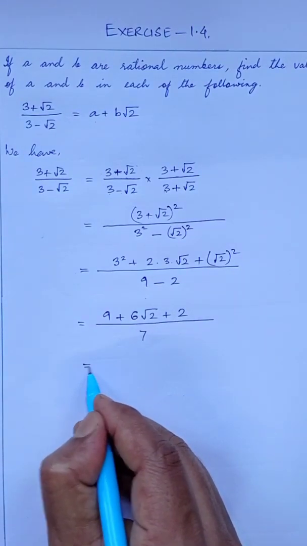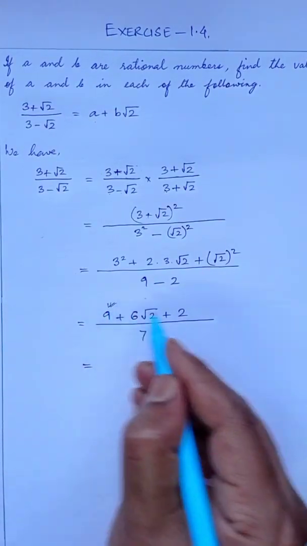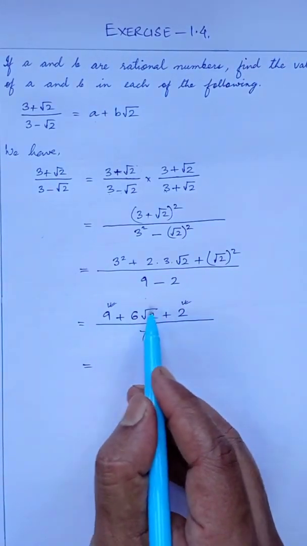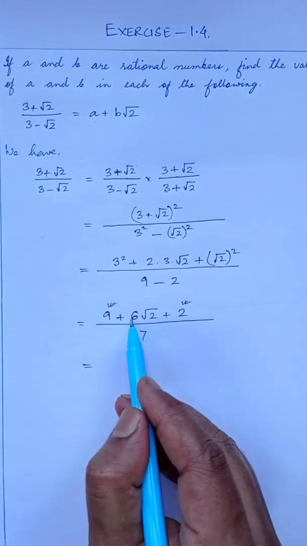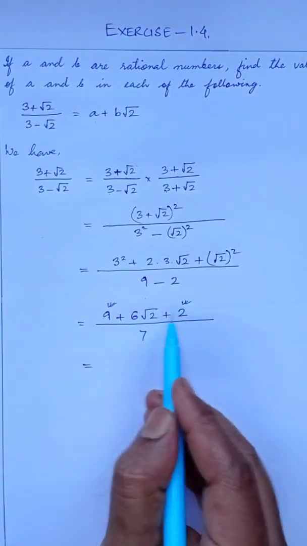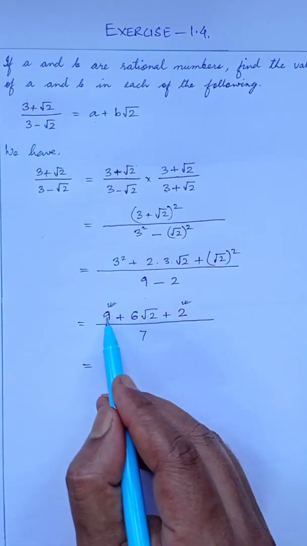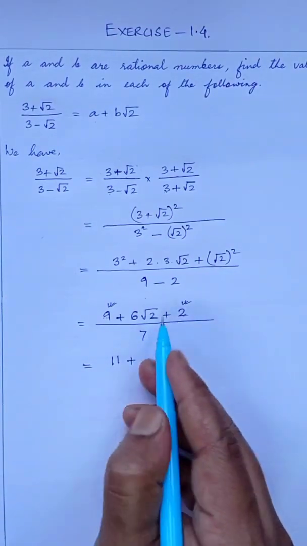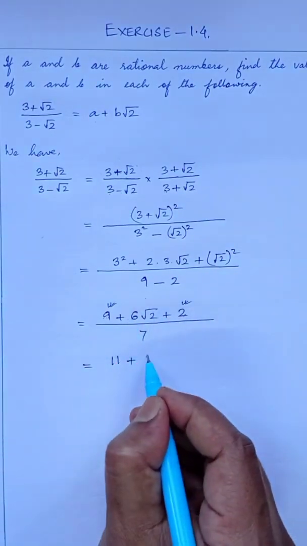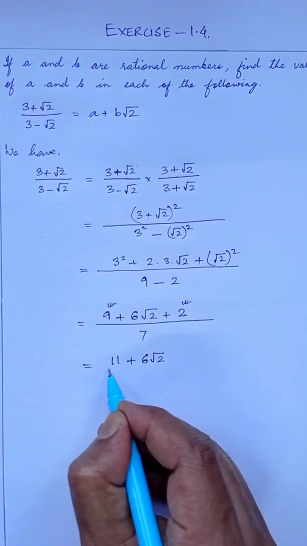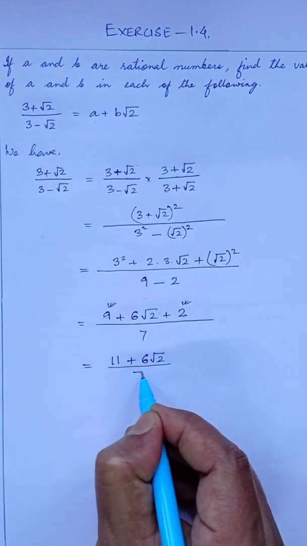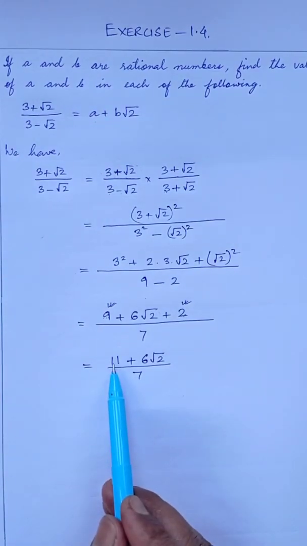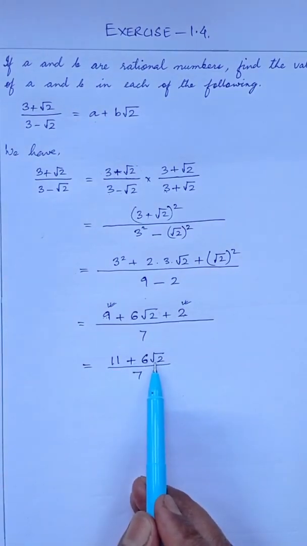So I can add this and this. I had already told you that this is a part of the irrational number, so you cannot add it with the rational number. 9 plus 2 will give you 11. You can't write it as 17. This is irrational, so you cannot add it. You just keep it like this. So what we have now is 11 plus 6 root 2 by 7.